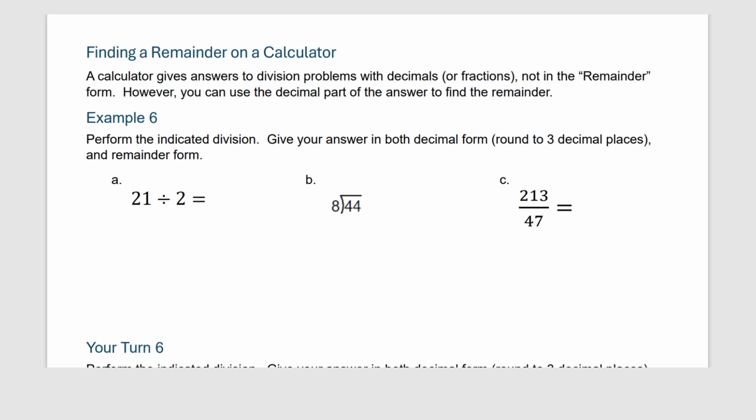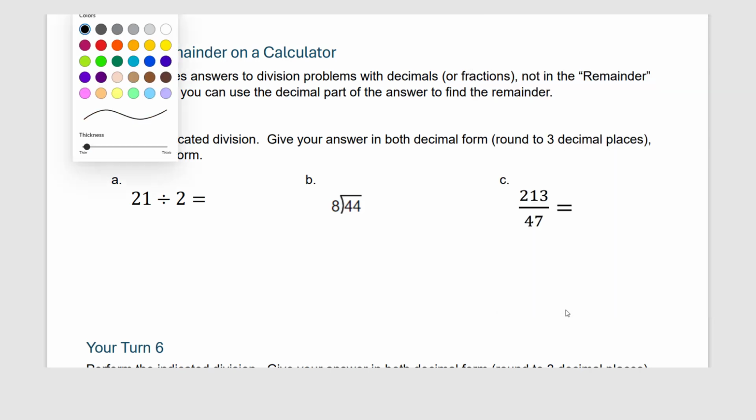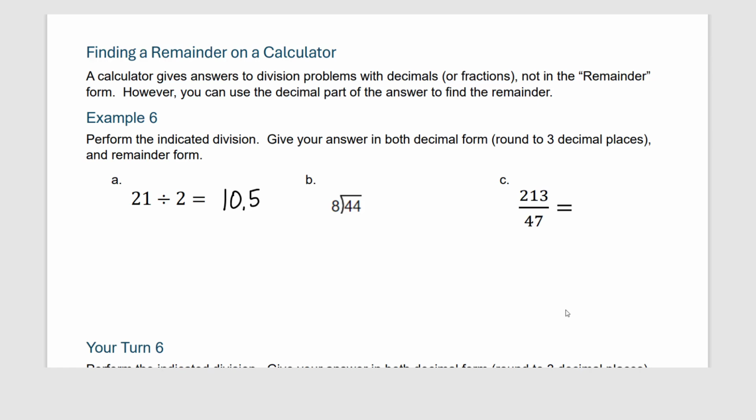So for example, I'm going to use my calculator here to divide 21 divided by 2. That gives you 10.5. So on a calculator, 21 divided by 2 is 10.5. But remember, the decimal part of this has already been divided by 2. So if we want to work backwards and figure out what whole number remainder we started with, we would multiply the 0.5 by the 2.